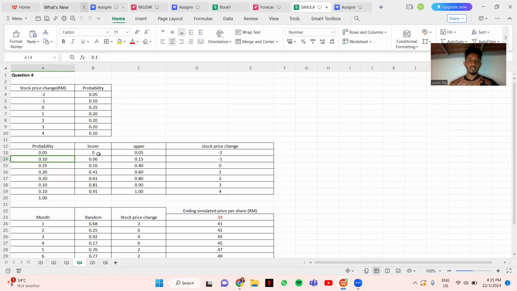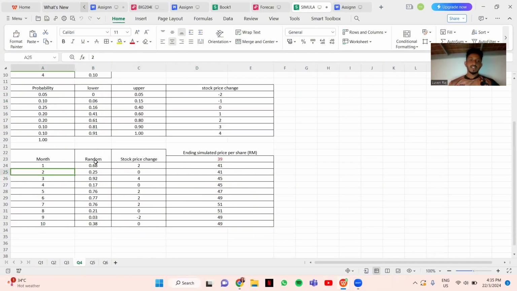And this one is to find the lower number, upper and lower. For upper, I already explained. For lower, it's just C13, which is this one, plus 0.01, and we get 0.036. This one is also the same, the 0.16 C14 plus 0.01. It's just that everything is plus 0.01. And then the stock price change has already been given in the question.